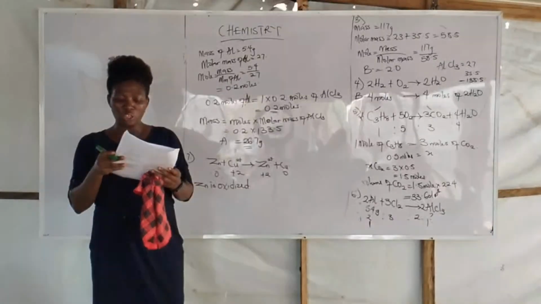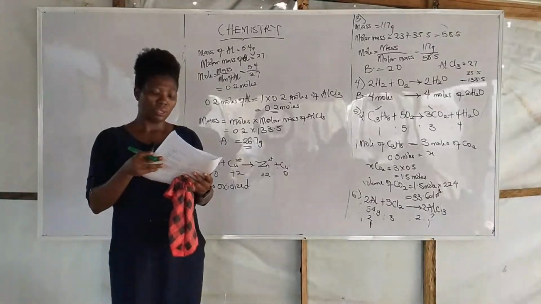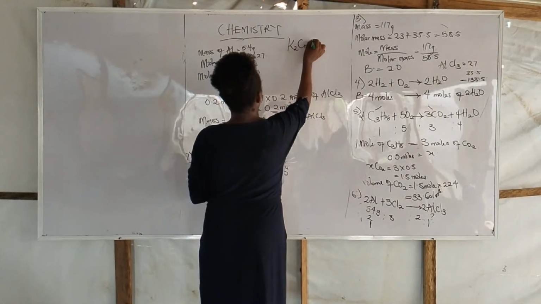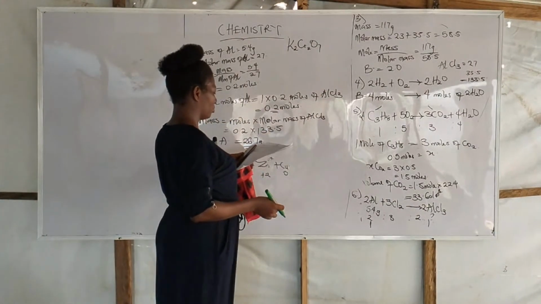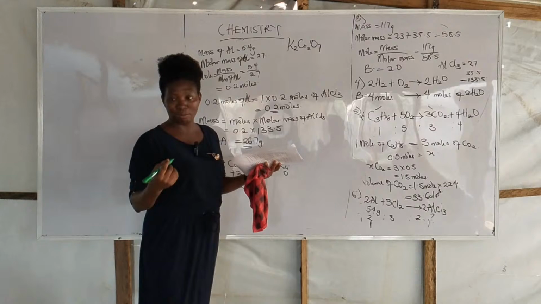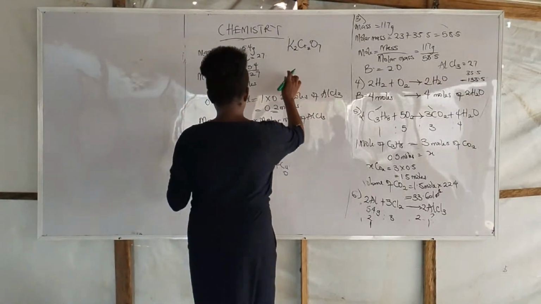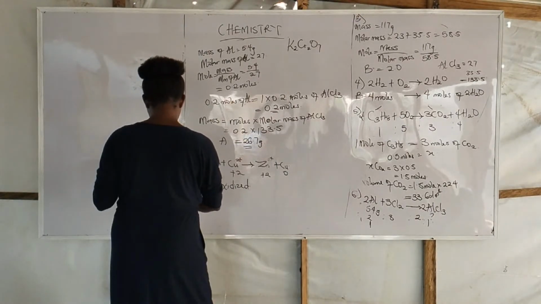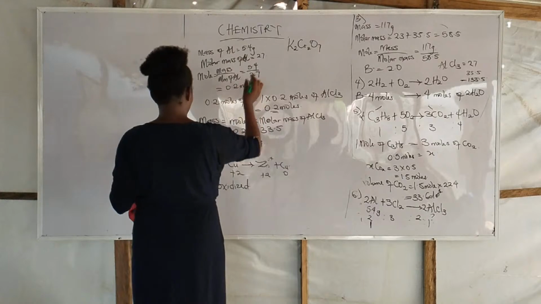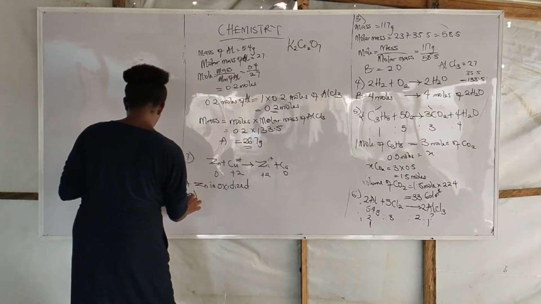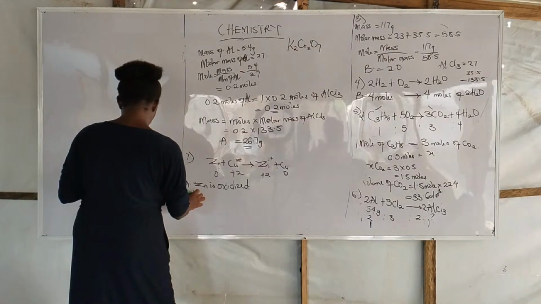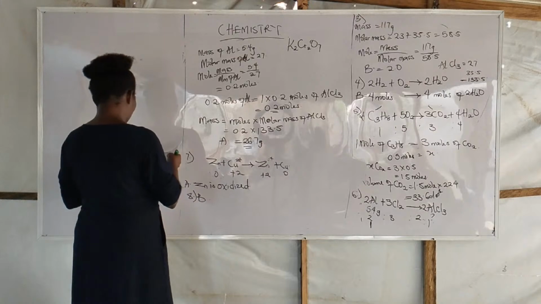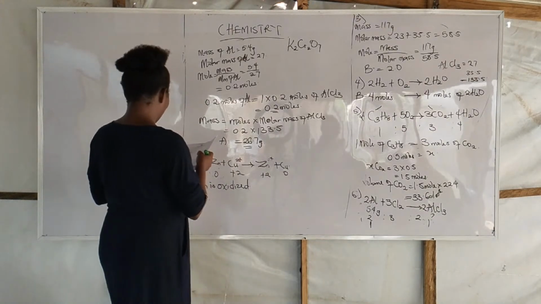All right, let's look at the next one. What is the oxidation number of chromium? It's plus 6. You should all know that. So this one is actually option A. And question 8 is option B. All right, let's look at the next one.